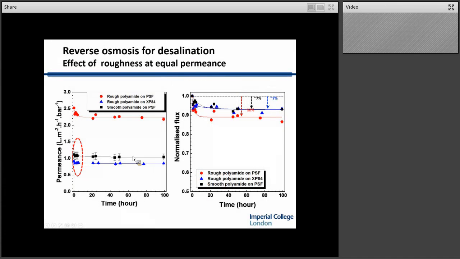But the rough membrane made on the polyimide support, the cross-linked XP84, these blue points, is of the same order of permeance as the smooth polyamide. So now we can compare the membranes which have the same permeance, the black and the blue points, which are rough and smooth. And what you can see when you look at the data here is they lose about the same amount of permeance. So the rough membrane and the smooth membrane both go down about 7% in fouling when you expose them to the BSA.